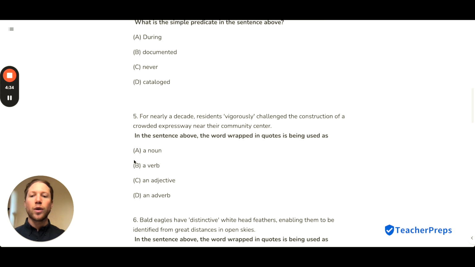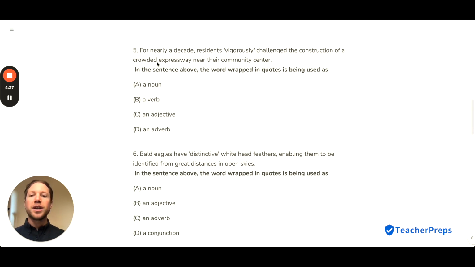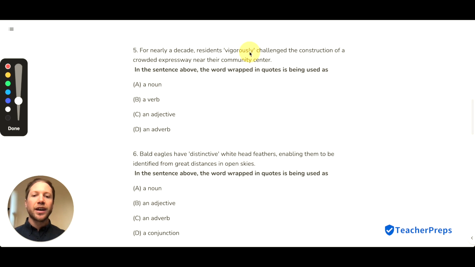Let's now move on to question number 5, which reads, for nearly a decade, residents vigorously challenged the construction of a crowded expressway near their community center. Question here reads, in the sentence above, the word wrapped in quotes, vigorously, is being used as. Now, there is a tip that I'm thinking of right now. The first thing that I see is that this word vigorously ends in ly, and we'll recall that something to keep in mind is that it is more than likely an adverb. Okay, that is the correct answer.